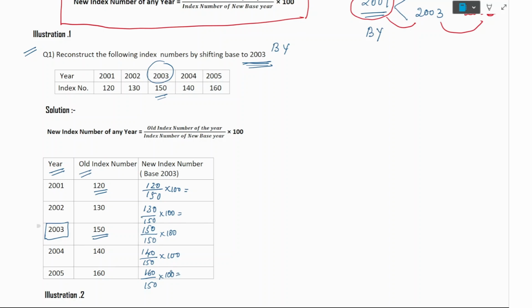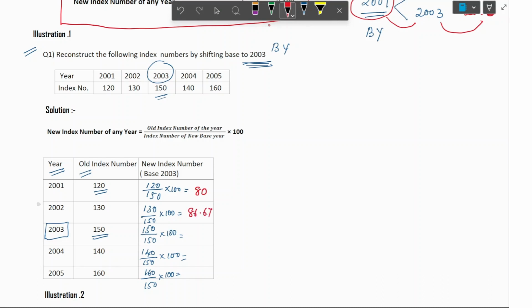Now take your calculator and calculate the values. 120 divided by 150 into 100 gives 80. Next, 86.67. Here 100. Then 93.33.